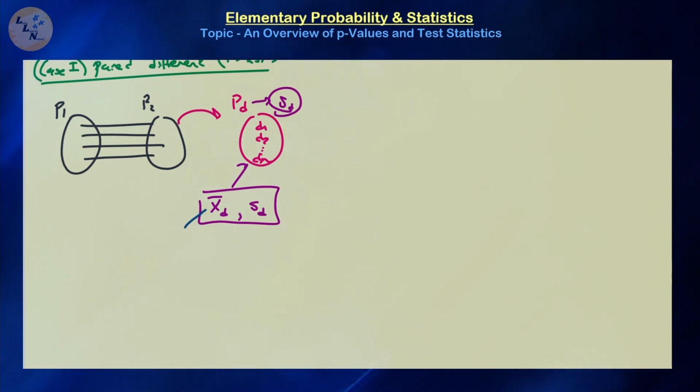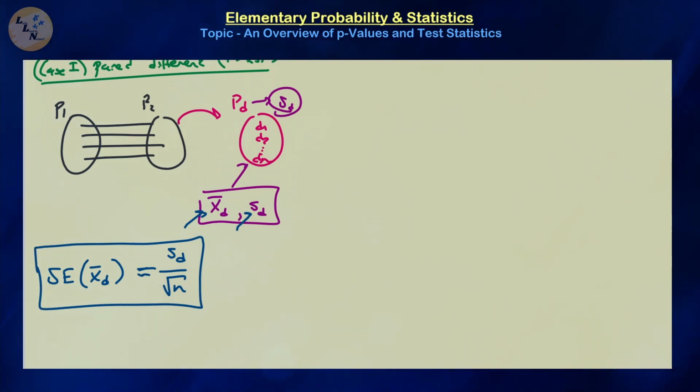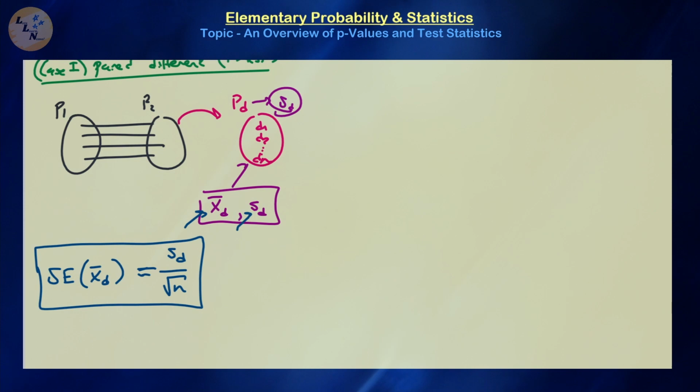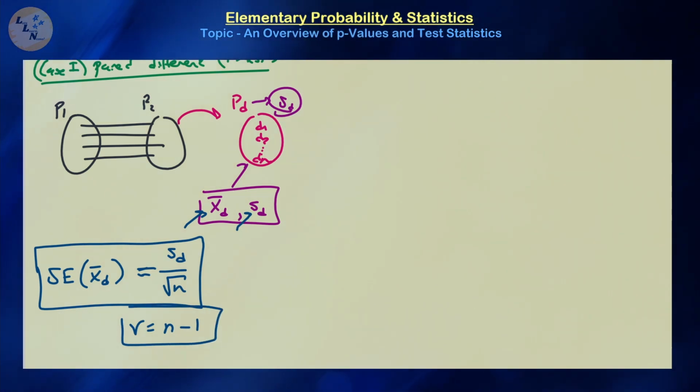Once you have these sample test statistics, x bar d and little sd, then you can calculate the standard error of the point estimate for mu d, which one can show is going to be equal to the standard deviation of the differences divided by the square root of the number of pairs that you have in your paired difference t-test. Since we usually don't know the standard deviation of all the differences, that's why we're going to be using a t critical value here. Since we're using a t critical value, we have to know degrees of freedom, and in this particular case, the degrees of freedom is going to be the number of pairs minus 1.